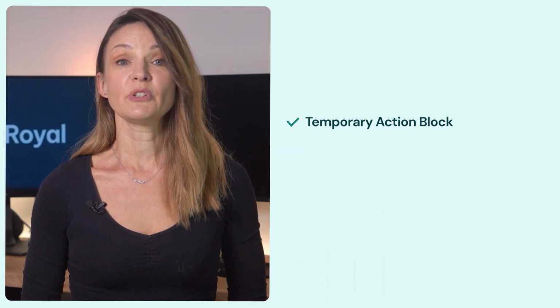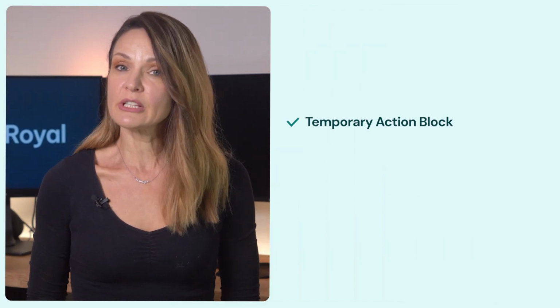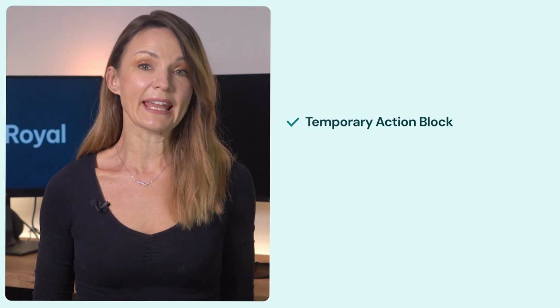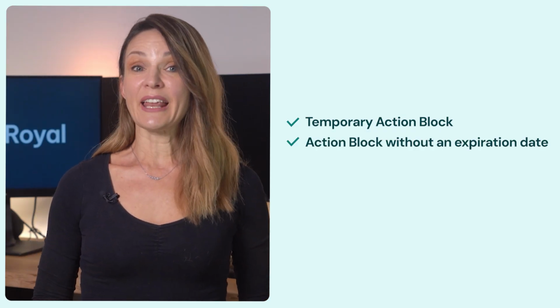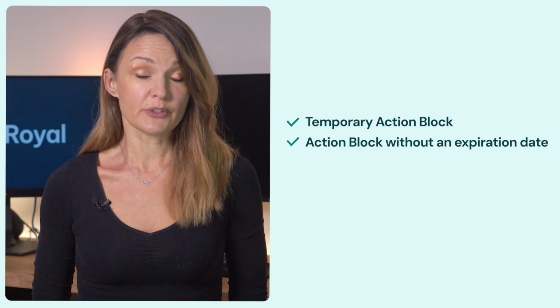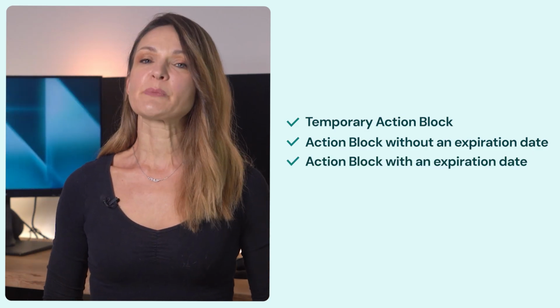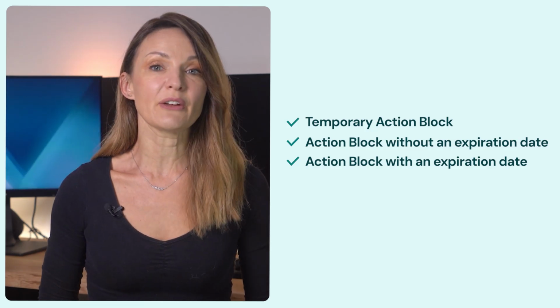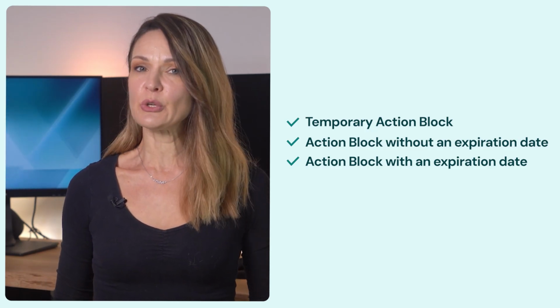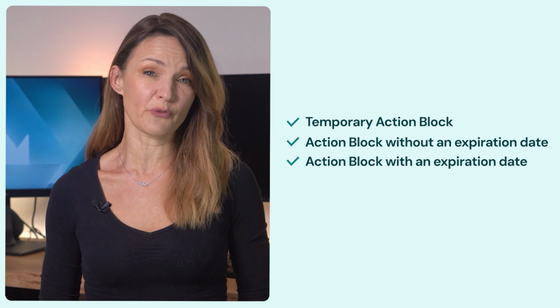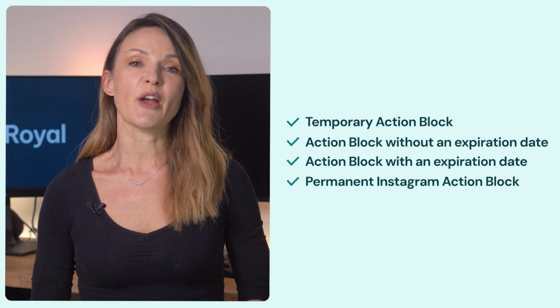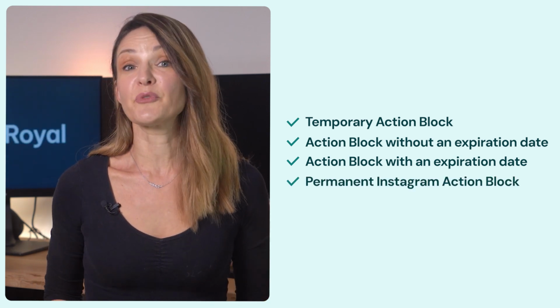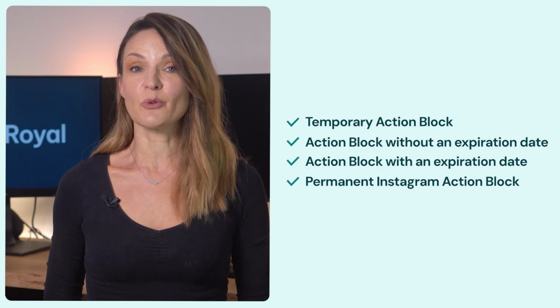Now, let's go through the main types of action blocks you might come across. Temporary action block, which can last up to 24 hours, usually from overusing a feature or breaking guidelines. Action block without an expiration date, which can last from hours to weeks. Action block with an expiration date, which shows exactly when it will expire, usually within 24 to 48 hours, often due to using third-party services for likes or followers. And permanent Instagram action block, which blocks the account for life after repeated issues or reports.